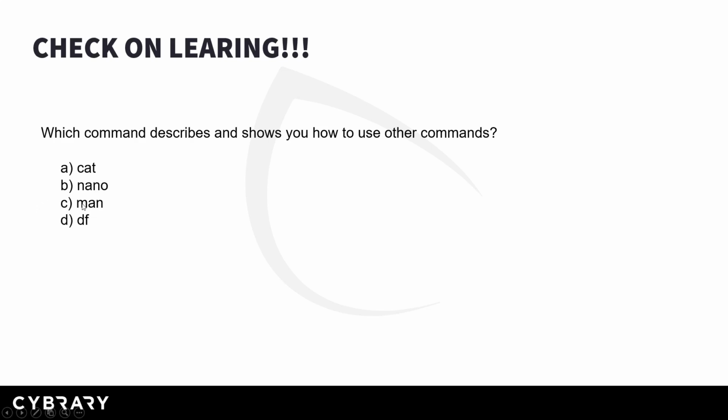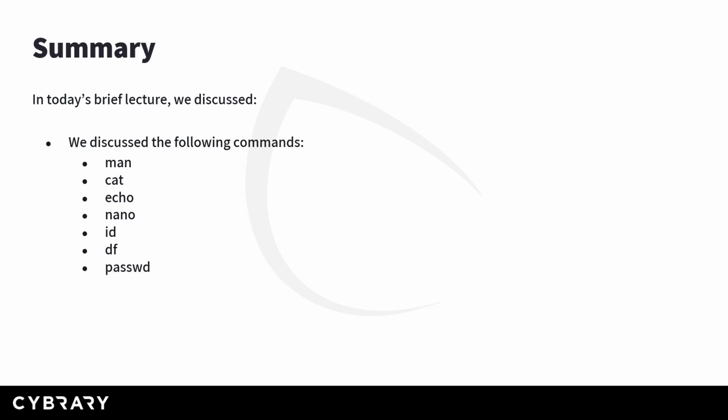That shows us what a command does, a description of the command, and gives us a lot of good information on what we can do with respect to different switches and things of that nature with those commands that we put after man. So in summary, in this very brief lesson today, we discussed the following: the man command, the cat command, echo, nano, ID, df, and passwd, short for password.